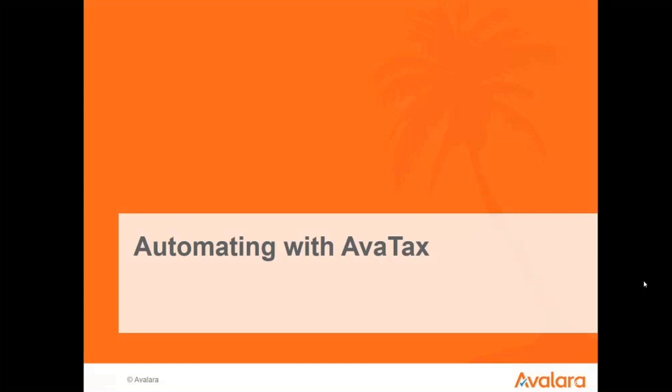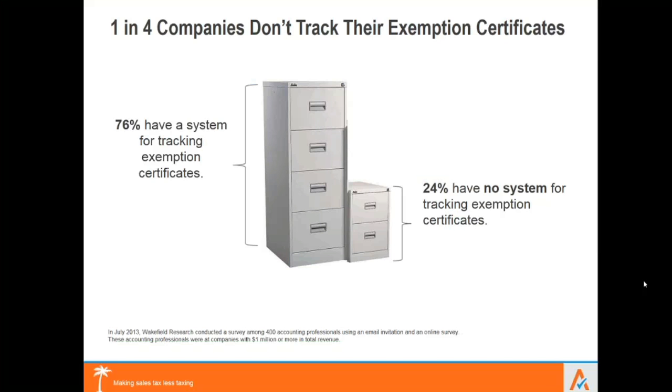So automating with AvaTax, like I referred to this report in the past 2 days, but the Wakefield research group did a study, and what they found is that 1 in 4 companies aren't even tracking their exemption certificates at all. They're doing nothing with it.